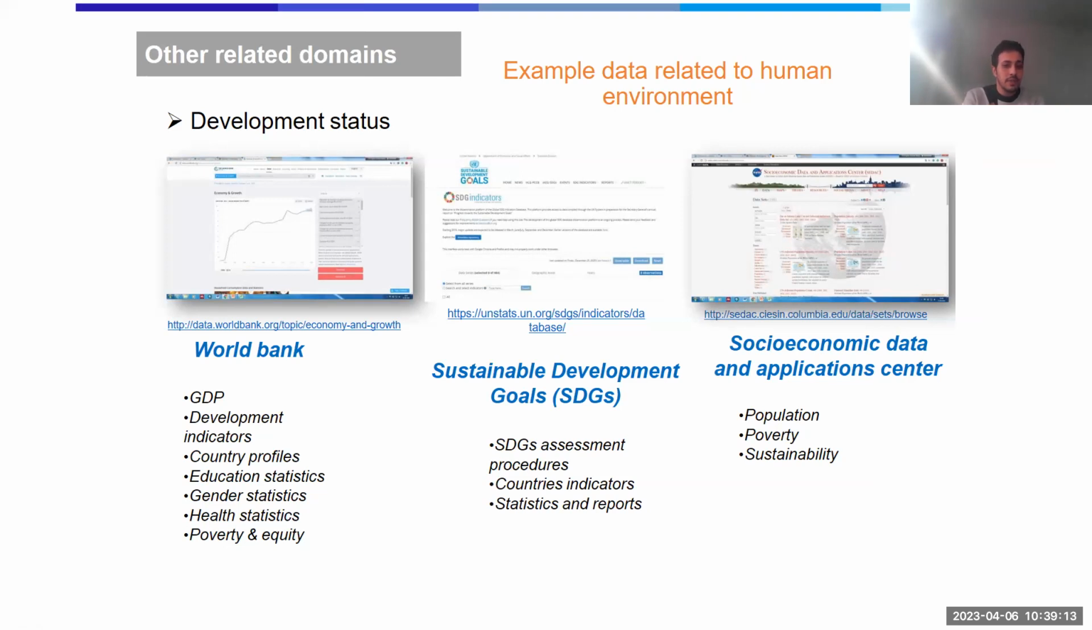For example, if I look at the gender statistics, or the GDP, how is the GDP in this area? It will give me an indication of how they can adapt to some crisis in water or natural hazard and so on. Also the population, the poverty. This is from the World Bank, and this is another website from the Sustainable Development Goals and the Socioeconomic Data and Applications Center.